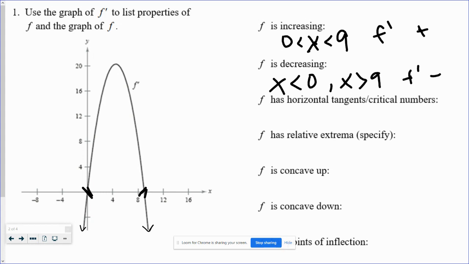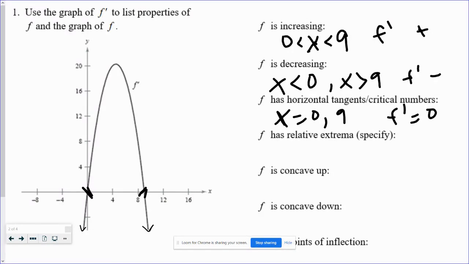f prime is negative. Okay, f has horizontal tangents or critical numbers. Think about what that means. F has horizontal tangents or critical numbers when f prime is equal to 0. That happens at 0 and 9, because that's where the derivative is equal to 0.